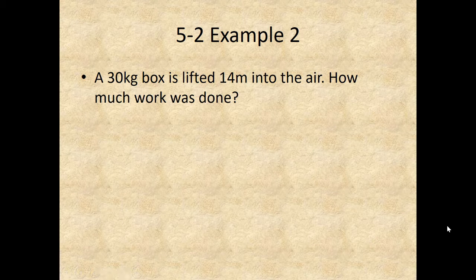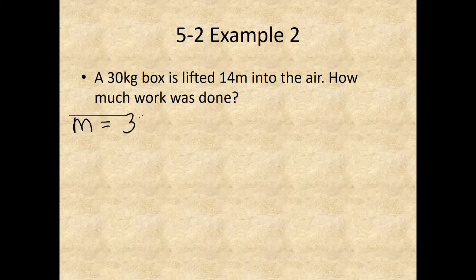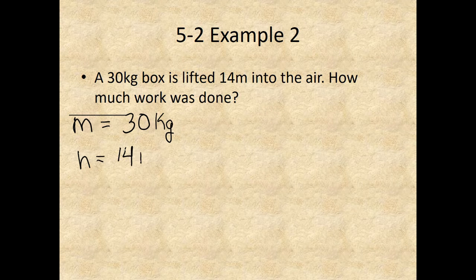Example 2. A 30-kilogram box is lifted 14 meters into the air. How much work was done? Just like before, we start by stating the givens. The first thing we are given is the mass, 30 kilograms. It's lifted 14 meters into the air.